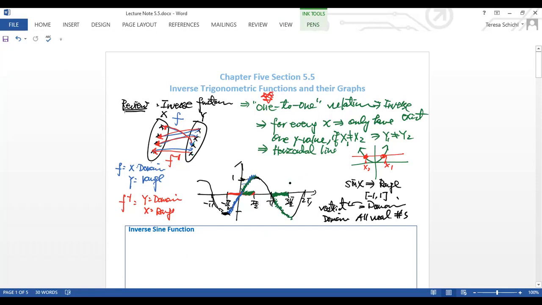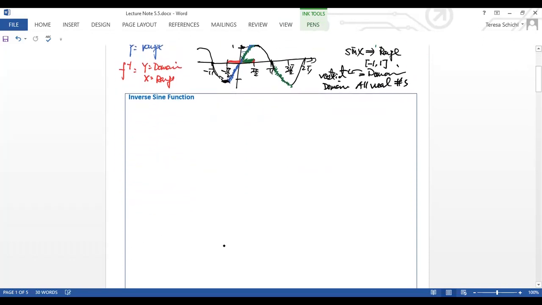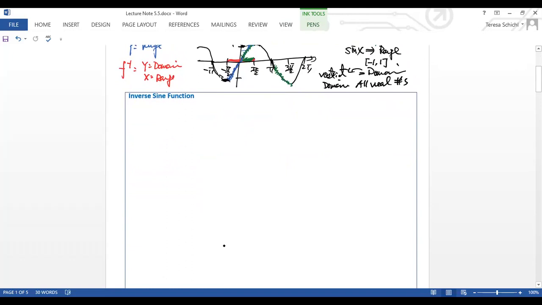Can we do that? Yes, I guess so, if you want to, but the common practice, what we typically do, is restrict the domain to negative pi over 2 to pi over 2. Okay, so this is what I'm going to write down. And so now you should be able to get a better understanding of why I need to restrict that.